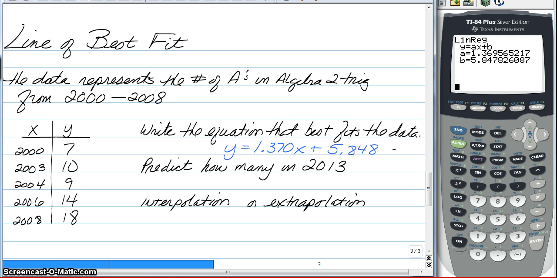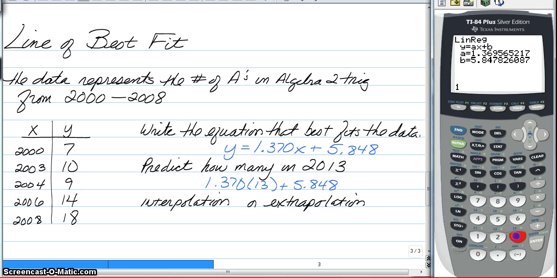Now remember, because we didn't use 2000, 2003, the only number you need for this is 13. So that you just use your calculator. 1.370 times 13 plus 5.848. And just use your calculator. 1.37 parentheses 13, close your parentheses, 5.848. Sorry, got to go back and insert a plus sign here.